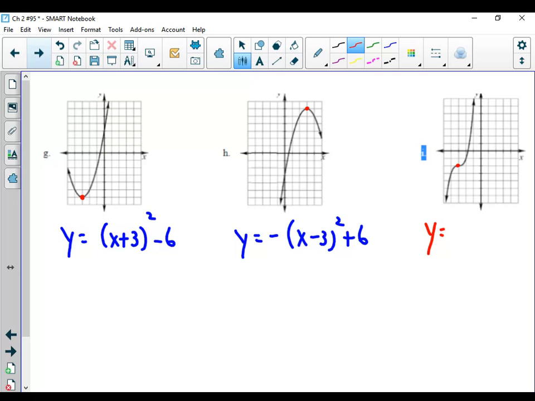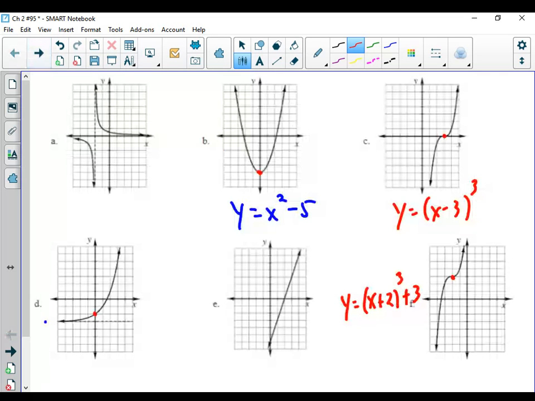Y equals (x plus 3) cubed minus 6. All right, so hopefully those weren't too bad. The tricky ones sometimes are the ones that are hyperbolas and exponentials. So let's look at those two examples. Part A was a hyperbola. Remember with the hyperbola, what we're going to look at is where does the vertical asymptote meet the horizontal asymptote? Well, those two meet over here at -2, 0.